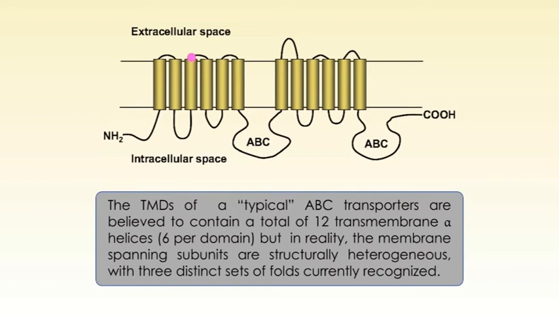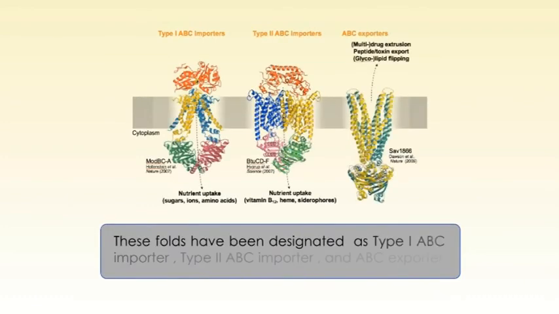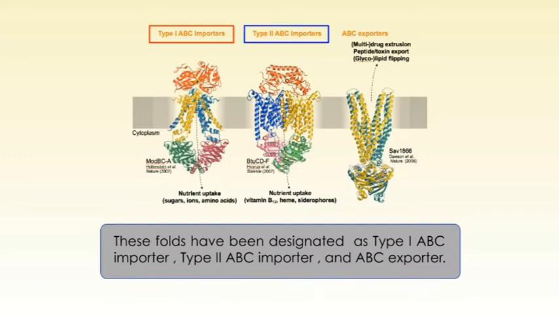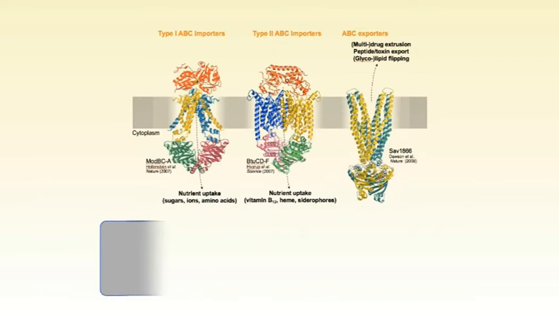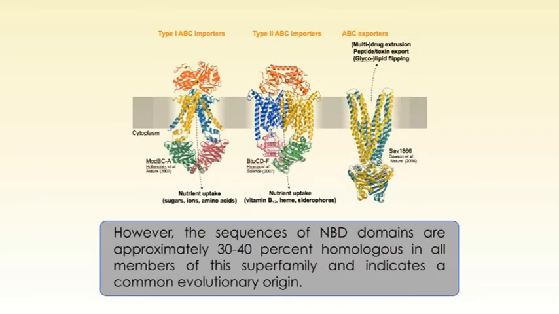The TMDs of a typical ABC transporter are believed to contain a total of 12 transmembrane alpha helices, that is 6 per domain, but in reality the membrane spanning subunits are structurally heterogeneous with 3 distinct sets of folds currently recognized. These folds have been designated as type 1 ABC importer, type 2 ABC importer, and ABC exporter. However, the sequences of NBD domains are approximately 30 to 40% homologous in all members of this superfamily, and this indicates a common evolutionary origin.